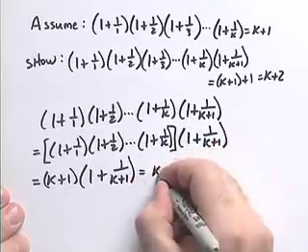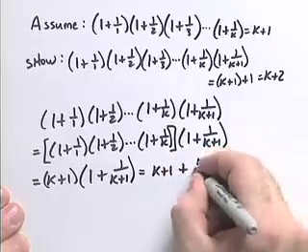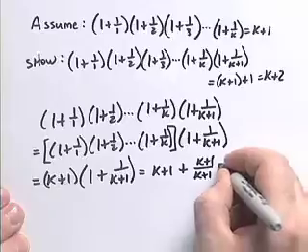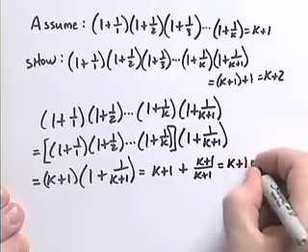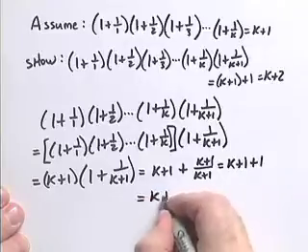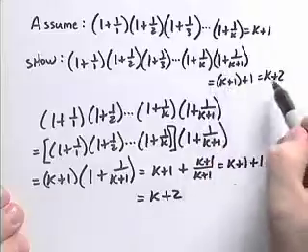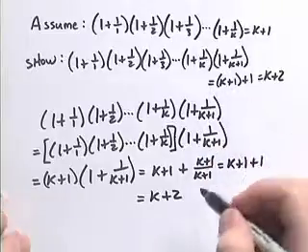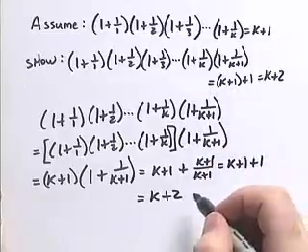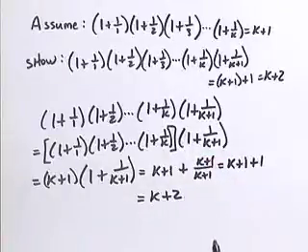This will give us k + 1 plus (k + 1)/(k + 1). So we get k + 1 + 1, since this is equal to 1, which is equal to k + 2. And that's what we were trying to show, that this expression was equal to k + 2. Therefore, condition 2 also holds, and so this equation that we were given at the beginning holds for all natural numbers.